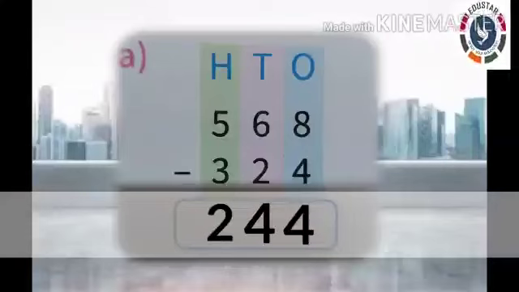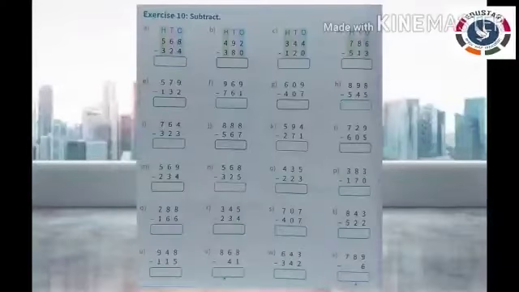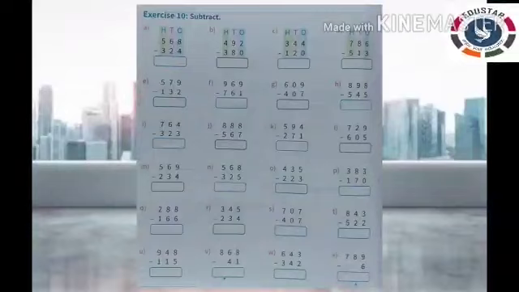The same way you have to complete B sum to X sum.